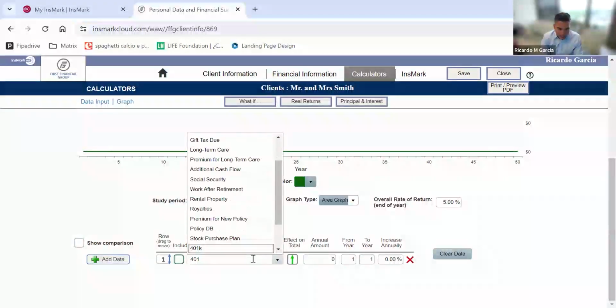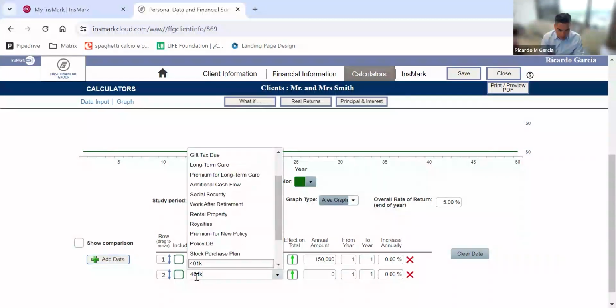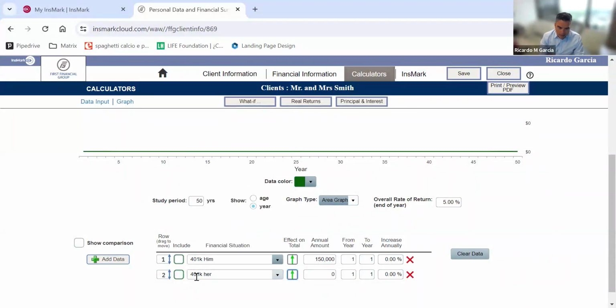So let's say 401k, him. He's got $150,000. Oops, that's $1 million. And then we add another data point, 401k, her. She's got $400,000.